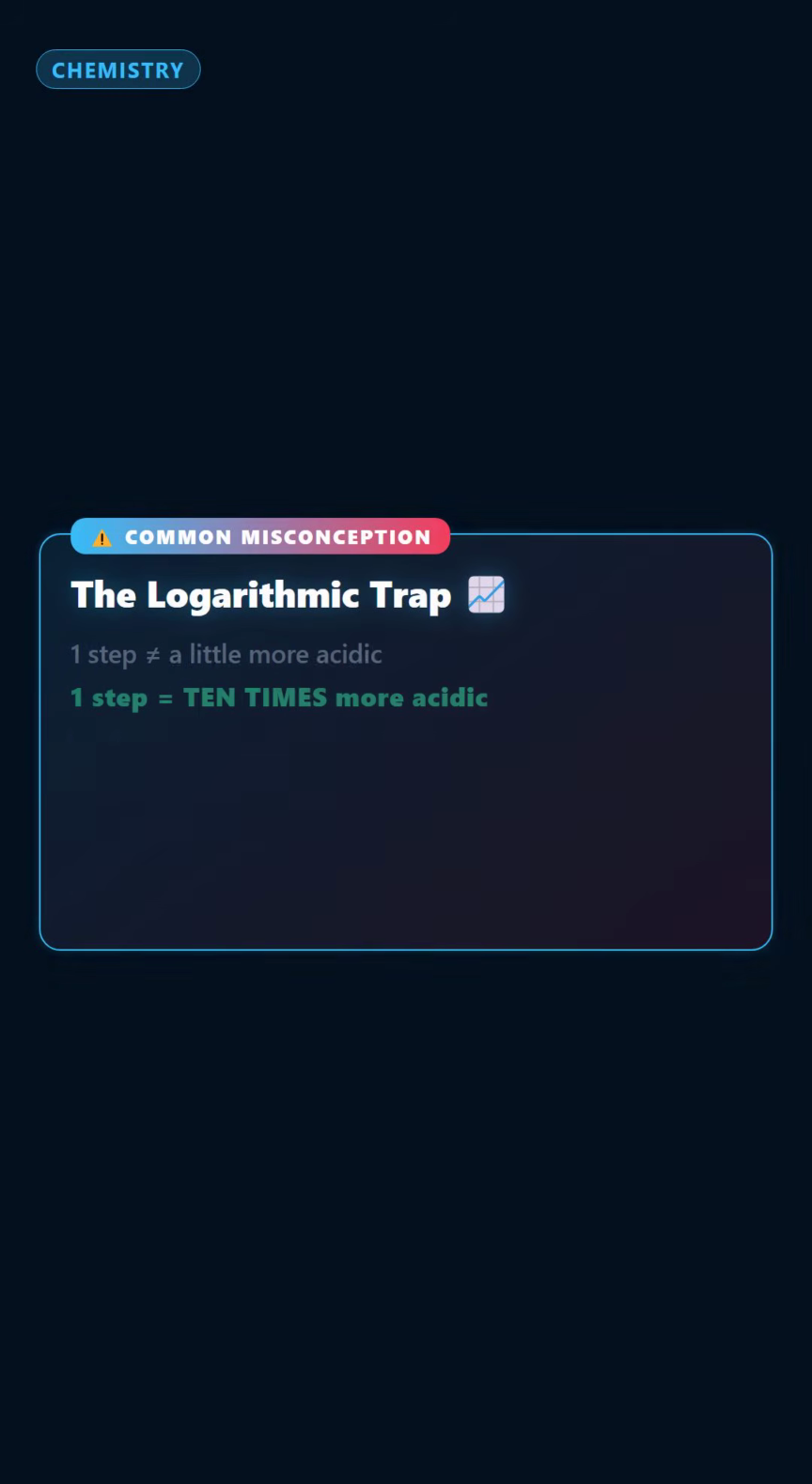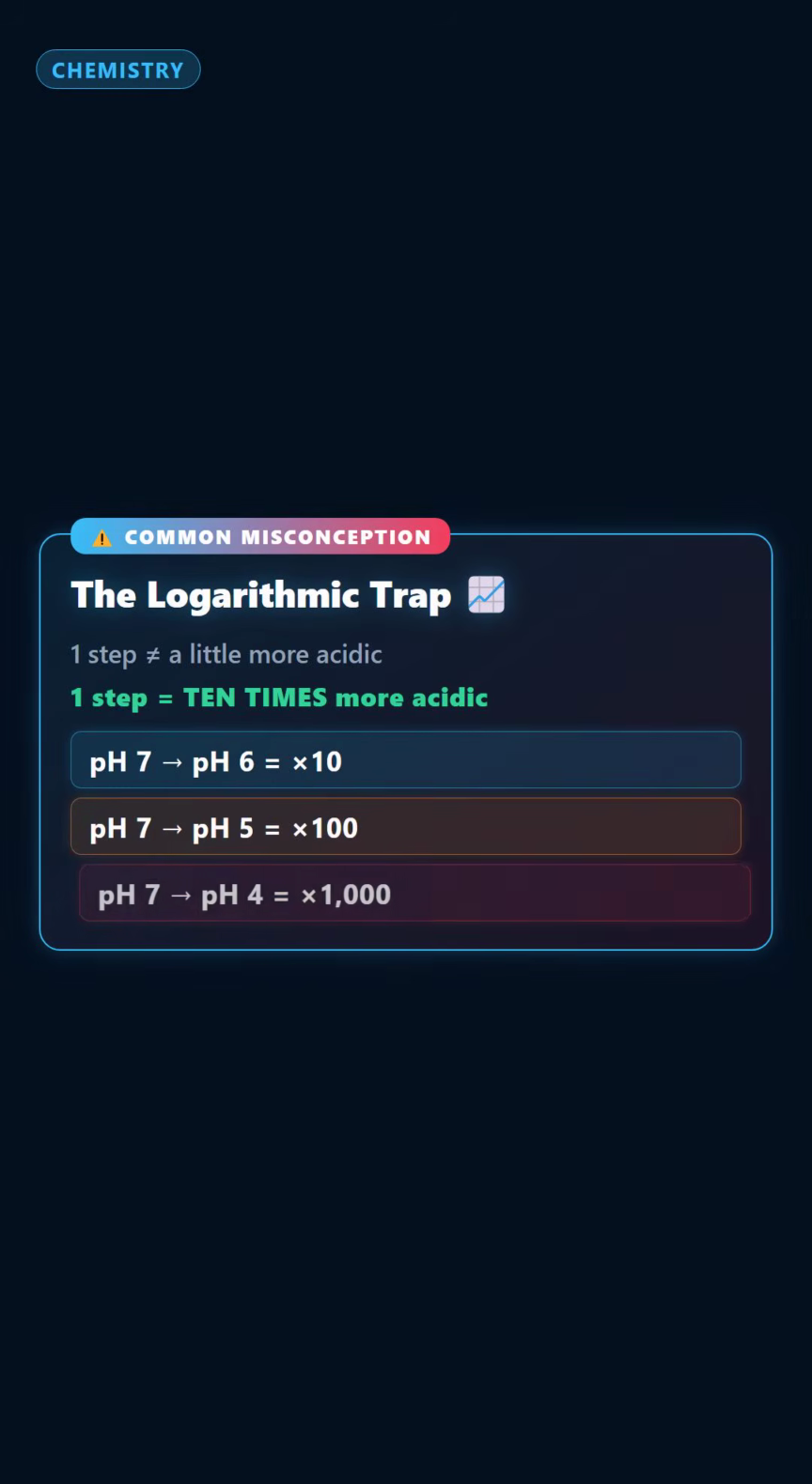Here is the part that trips most people up. The pH scale is not linear, it is logarithmic. That means each single step of 1 represents a 10-fold change in acidity. So pH 6 is not slightly more acidic than pH 7, it is 10 times more acidic. And pH 5 is a full 100 times more acidic than pH 7.